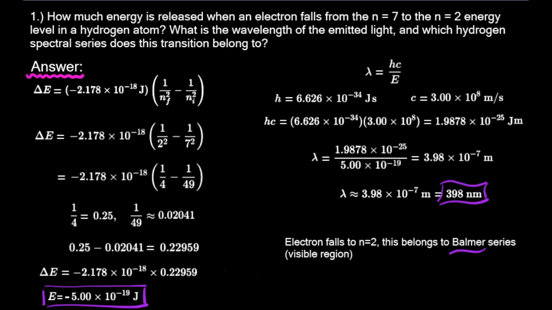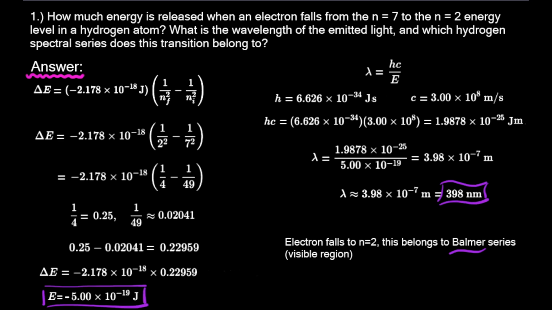Now divide by the energy, we get wavelength equals 1.9878 times 10 to the negative 25 divided by 5 times 10 to the negative 19. This gives a wavelength of approximately 3.98 times 10 to the negative 7 meters, or 398 nanometers. Finally, because the electron falls to the n equals 2 energy level, this transition belongs to the Balmer series, which lies in the visible region of the electromagnetic spectrum.